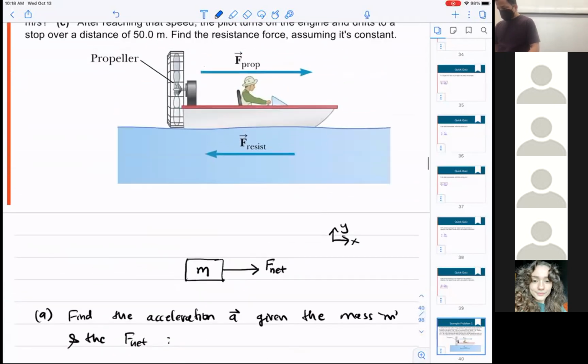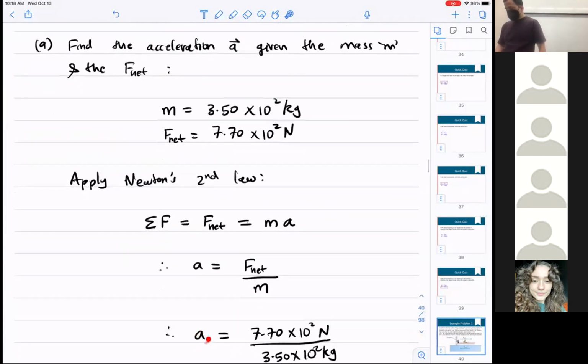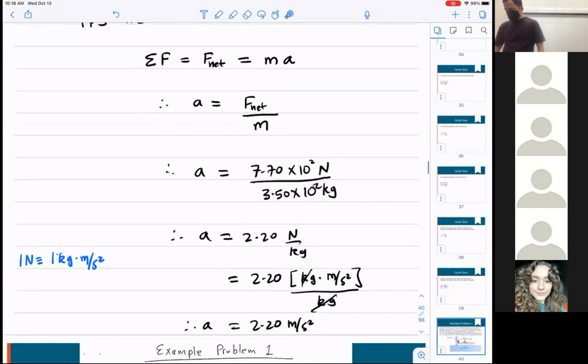Then the other 2 questions are really questions from your previous chapters. The second question says, starting from rest, how long does it take the boat to reach a speed of 12 meters per second? Why is this like the previous problem? Because now you know the acceleration. So you know that there's some constant acceleration for the boat, and they're telling you it's starting at rest, and then asking how long it takes to reach some speed.